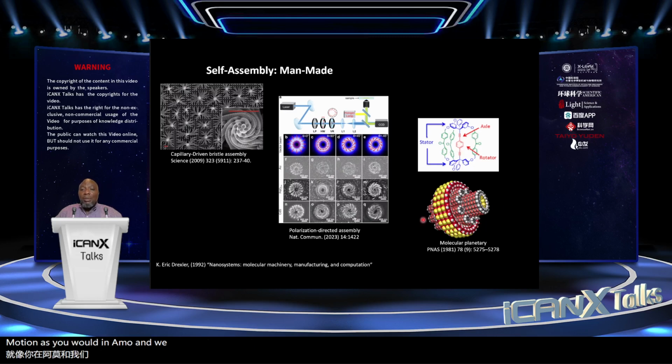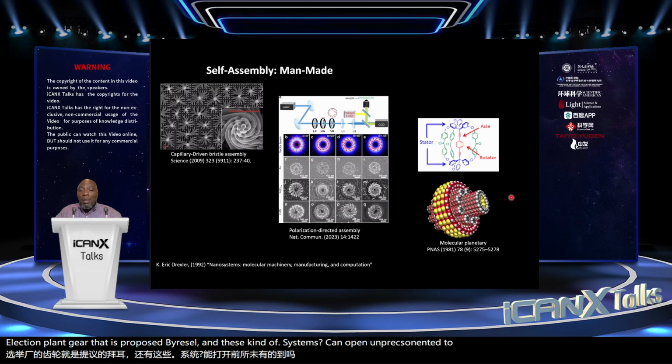And we see also the proposal of putting together things like molecular machines. Here I'm showing a molecular planetary gear that is proposed by Drexler. And these kinds of systems can open unprecedented capabilities. But how do we realize this stuff? What is our play space?